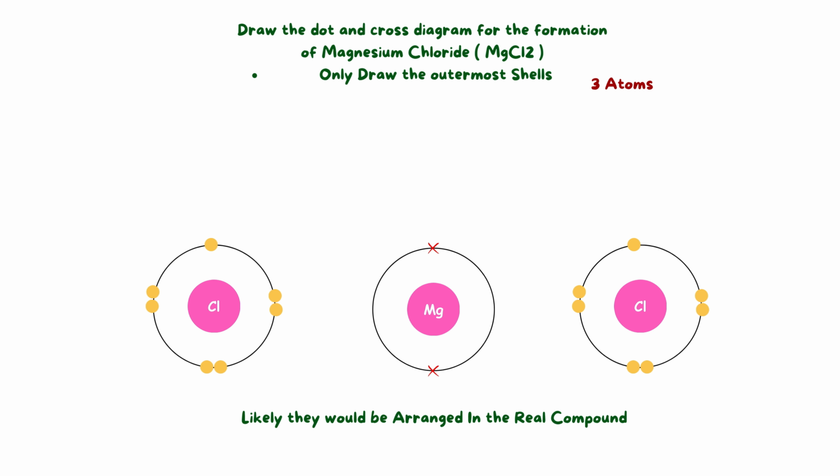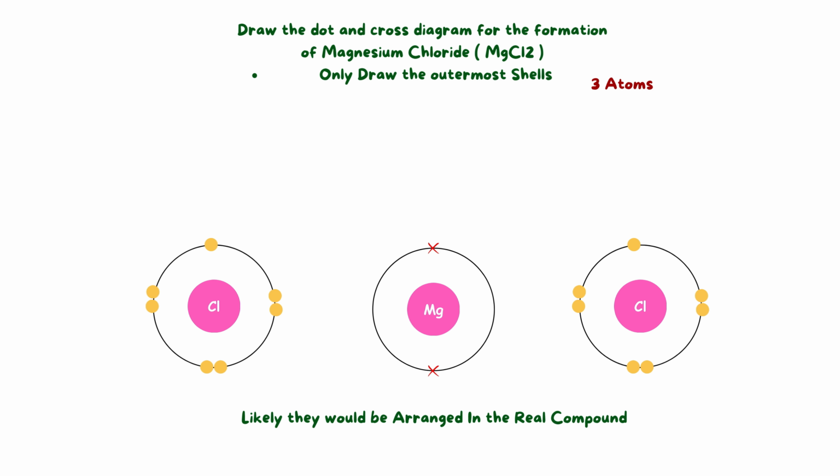We begin by drawing magnesium, which has 2 electrons in its outermost shell that it wants to lose. Then we draw 2 chlorine atoms, each of which has 7 electrons in its outermost shell, and each needs one more to become stable. Electrons always move from metals to nonmetals, so in this case, magnesium donates 1 electron to each of the 2 chlorine atoms. As a result, magnesium becomes a magnesium 2+ ion, and each chlorine becomes a chloride 1- ion. This satisfies the rule of full outer shells for all 3 atoms.